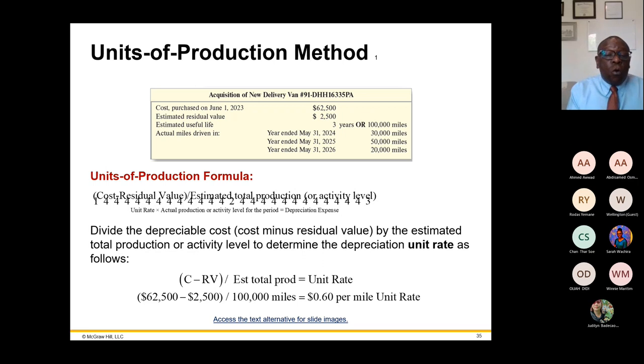Then for the first year, who can tell us what the depreciation will be? 18,000. Very good, because you are multiplying 0.6 by 30,000. What of the second year? The second year was 50,000 miles. What will it be?